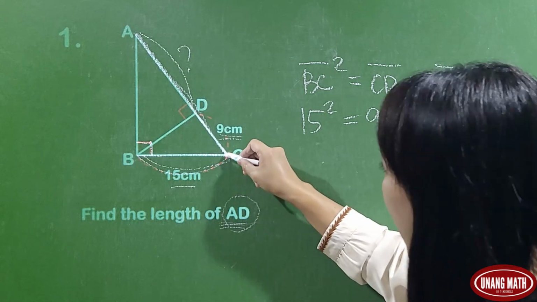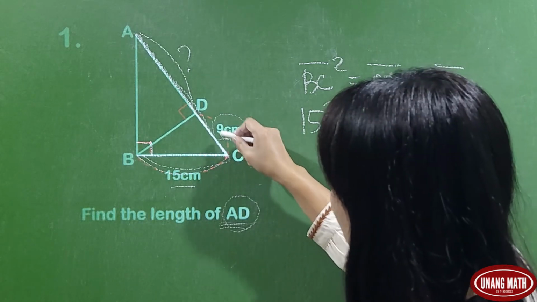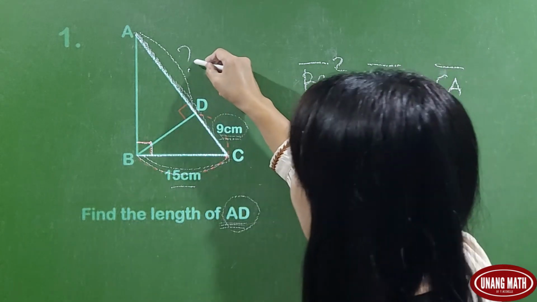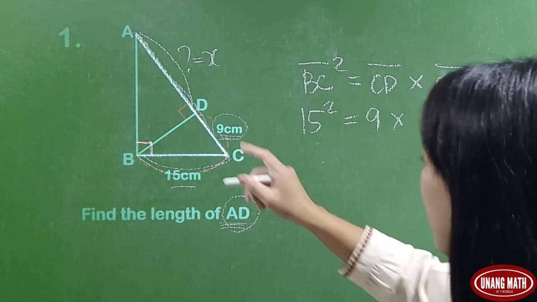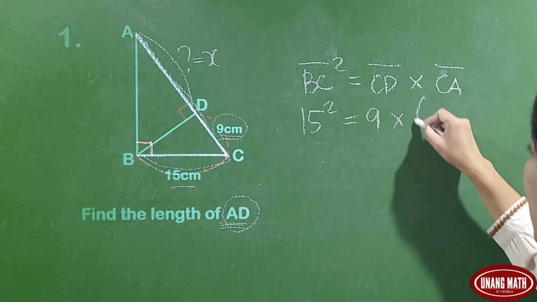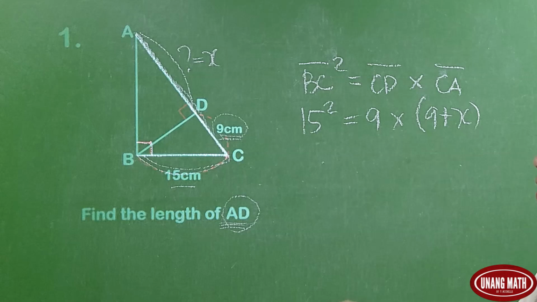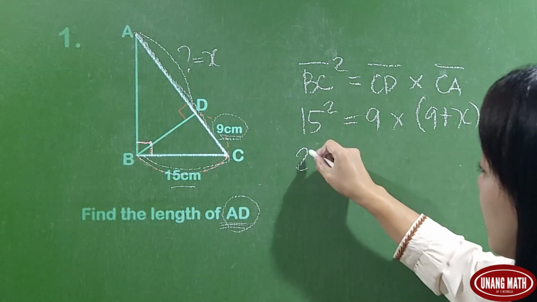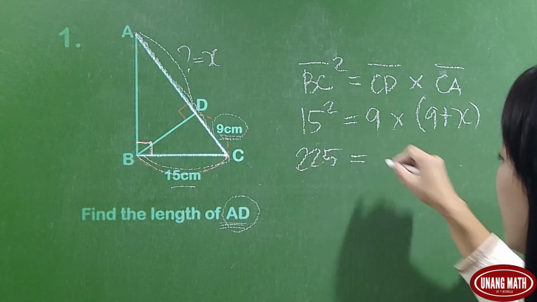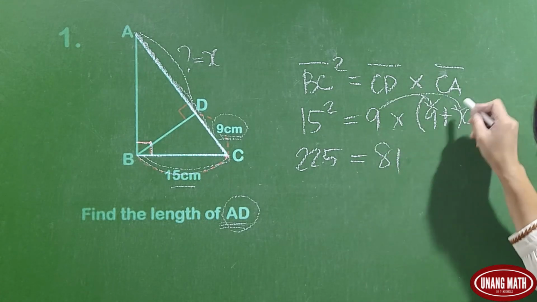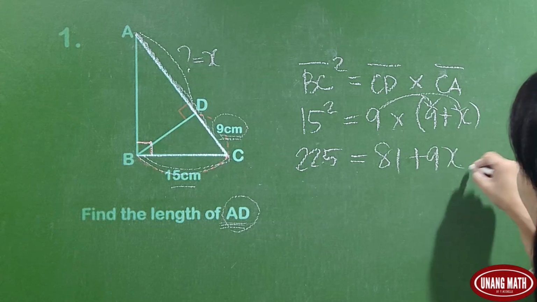So it means CA is 9 centimeters plus this length. Let's say this is x. So we have 9 plus x, and this is 9 times 9 plus x. Let's simplify. 15 squared is now 225, equal to 9 times 9 is 81, and 9 times x is 9x, so plus 9x.